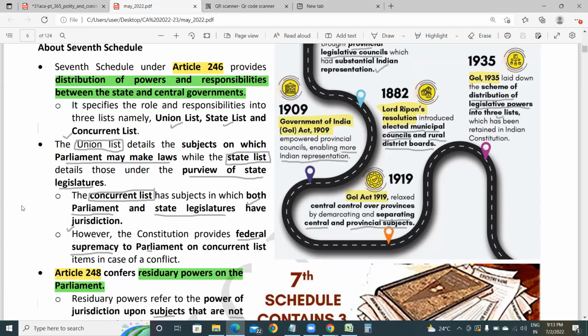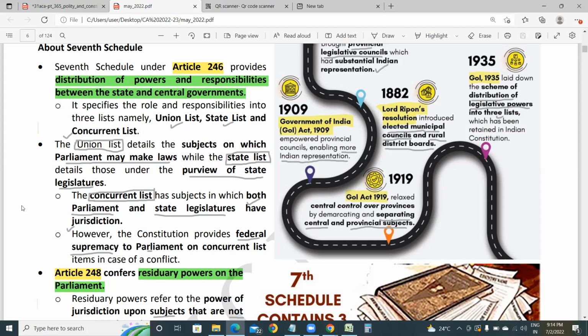Union list deals with the subjects on which the parliament may make laws. The subjects which are covered under the union list, parliament can make laws on those subjects, while the state list details those which come under the purview of state legislatures, and the concurrent list has subjects in which both parliament and state legislatures have jurisdiction. Both can make laws on these subjects under the concurrent list. However, the constitution provides federal supremacy to parliament on concurrent list items in case of conflicts.